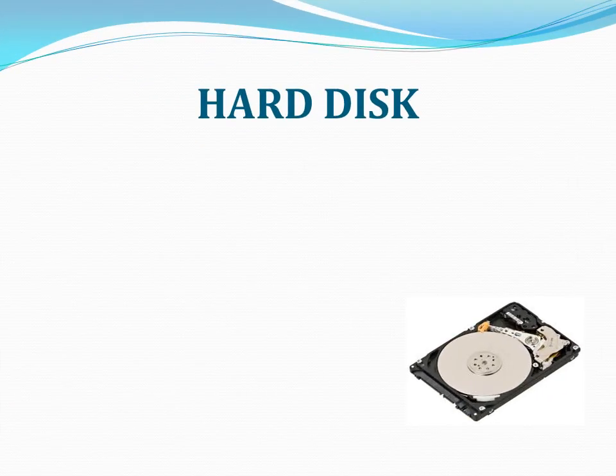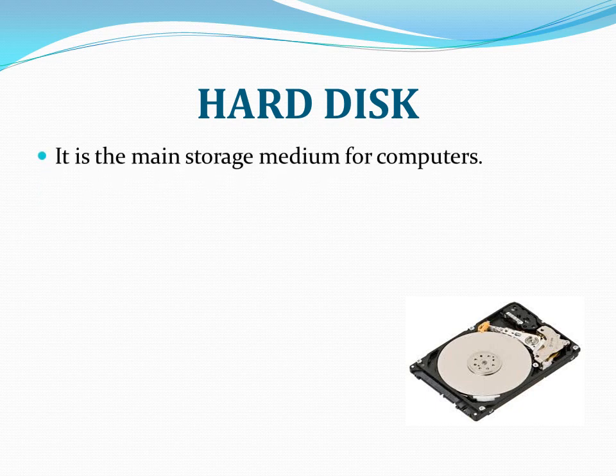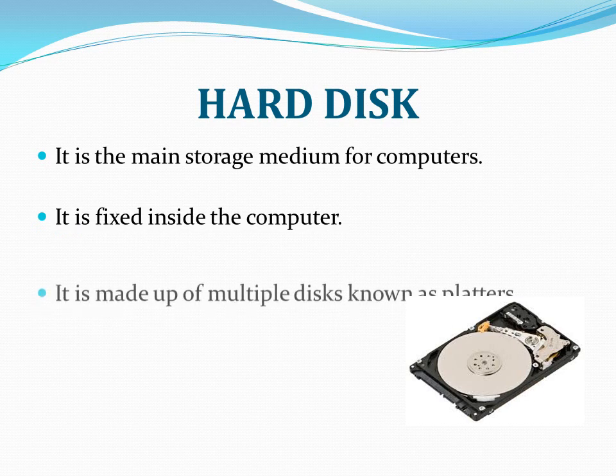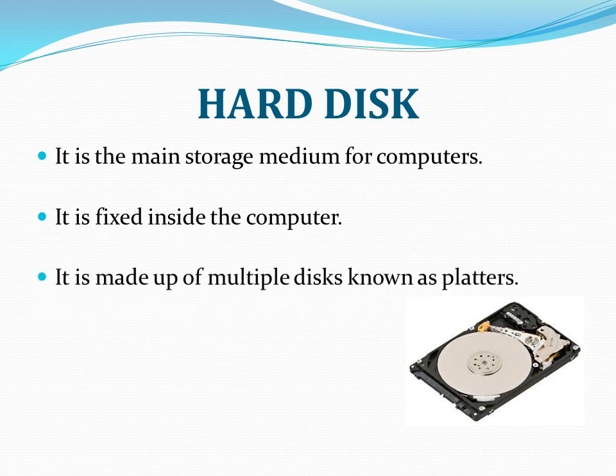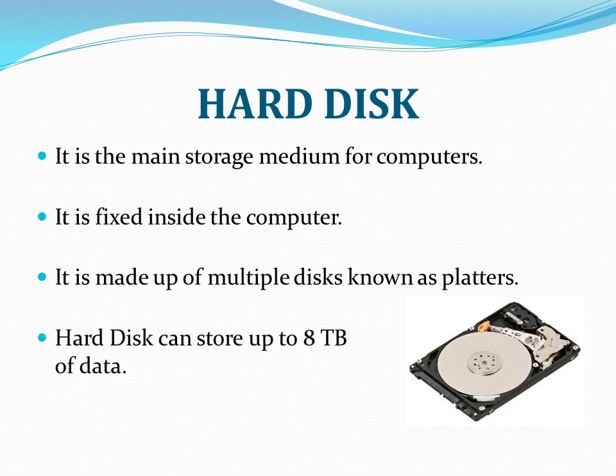First is hard disk. You can see in the picture also. Hard disk is the main storage medium for the computer. It is fixed inside the computer, and it is made up of multiple disks known as platters. The storage capacity of hard disk is up to 8 TB. It can store up to 8 TB of data.